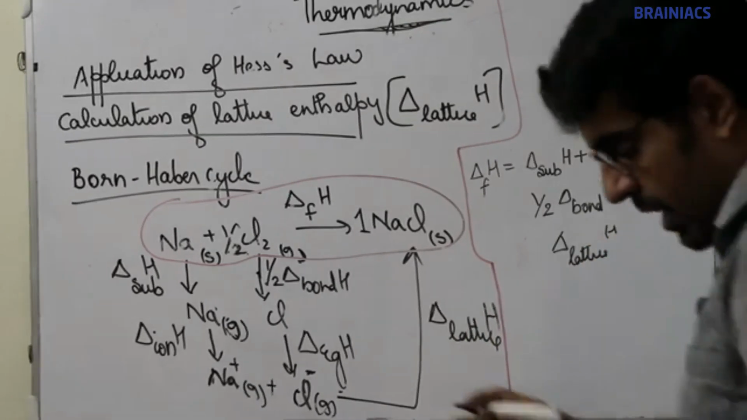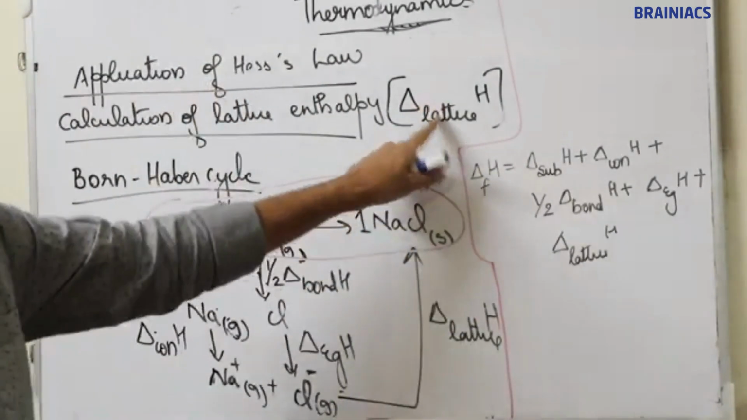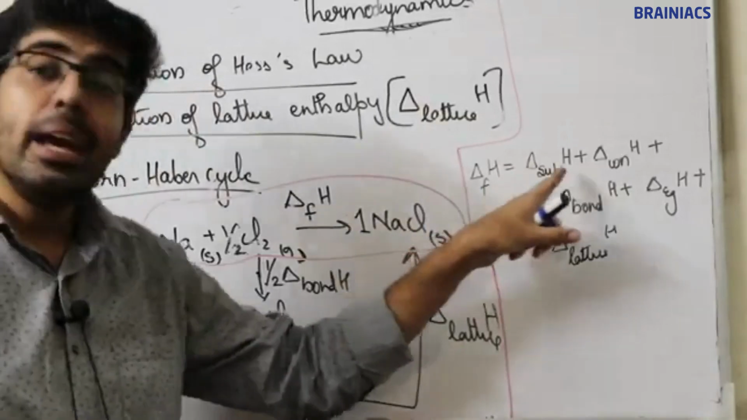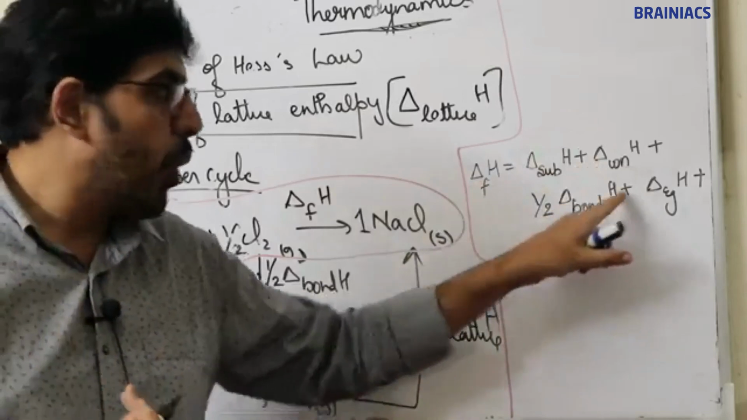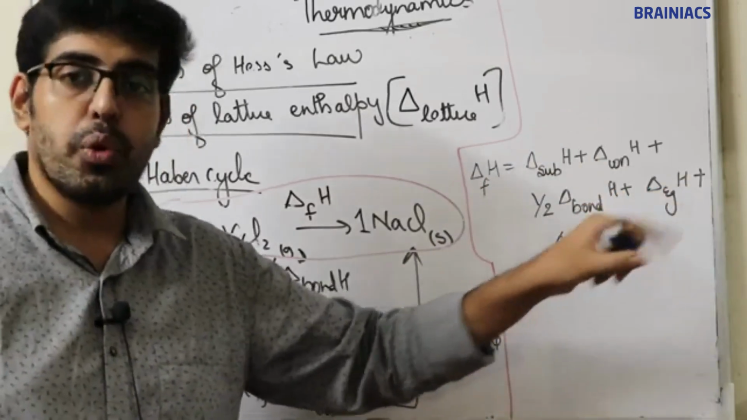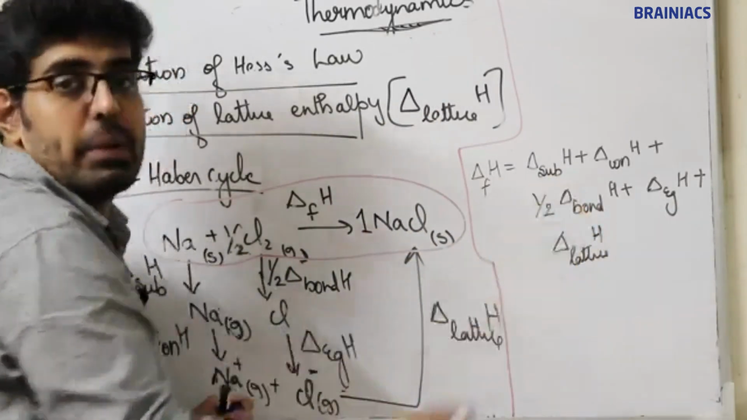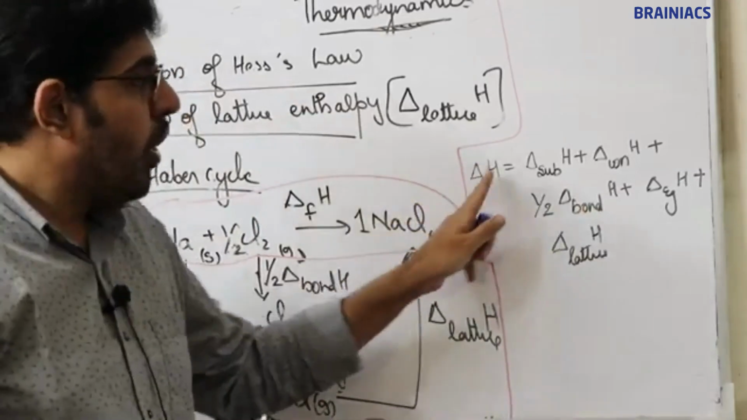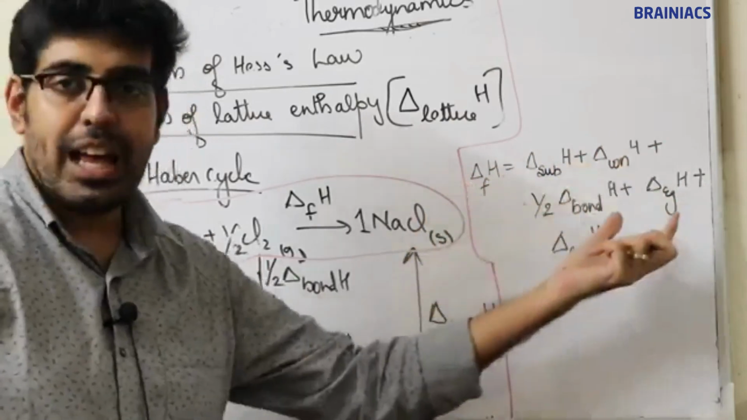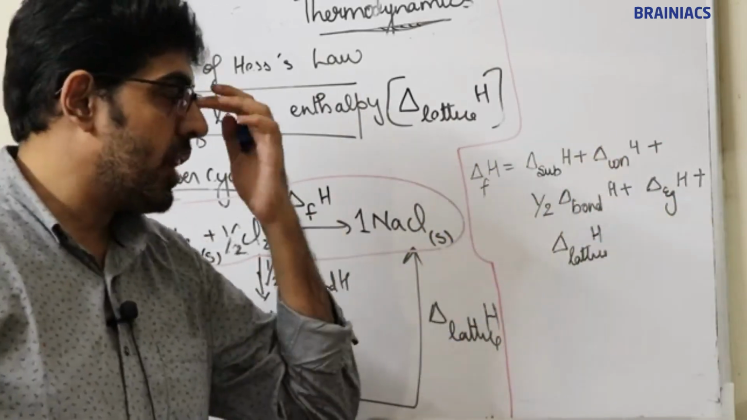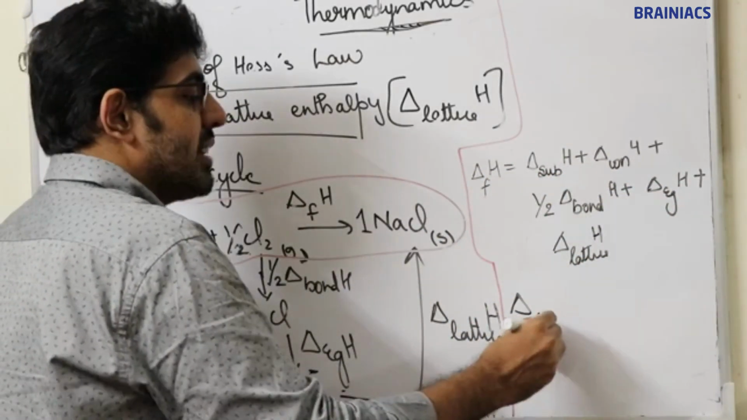Okay, now we can calculate all the enthalpies experimentally except lattice enthalpy. We can calculate enthalpy of formation, sublimation, ionization, bond dissociation and electron gain experimentally. Except lattice enthalpy, we can calculate all the other enthalpies experimentally. So if we know the values of these enthalpies, that is enthalpy of formation, sublimation, ionization, bond dissociation and electron gain enthalpy, then we can calculate lattice enthalpy.